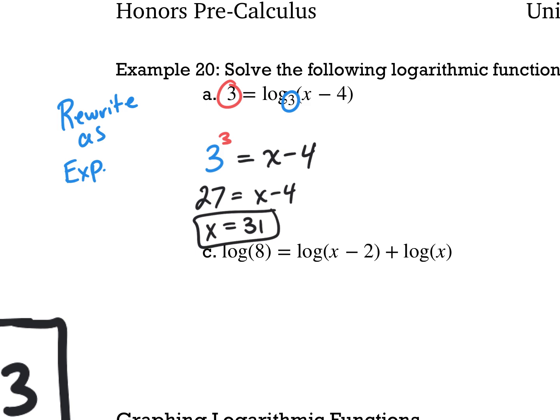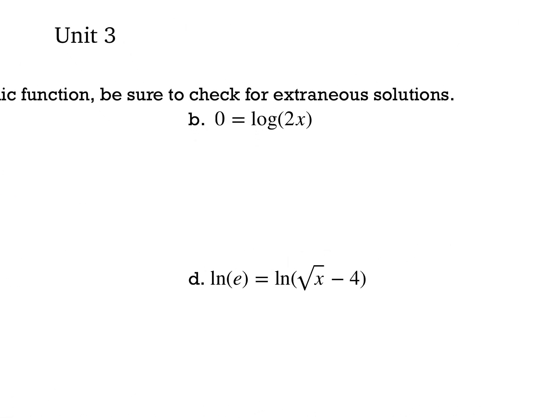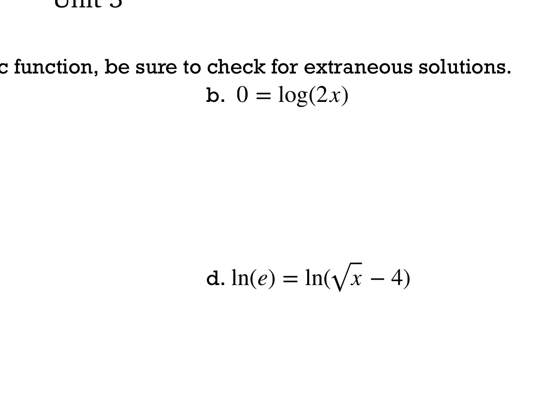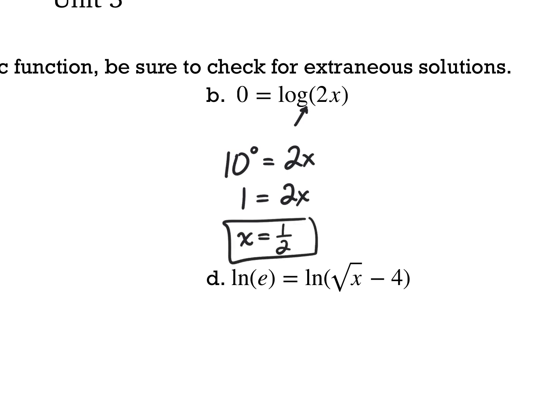All right, let's try example B. Again here, I like to immediately rewrite this as an exponential. We know that even though there's no base indicated, this is saying 10 to the 0 power equals 2x. And now that's a really simple equation. We know that anything to the 0 power is 1. So if 1 equals 2x, we know that x must equal 1/2.